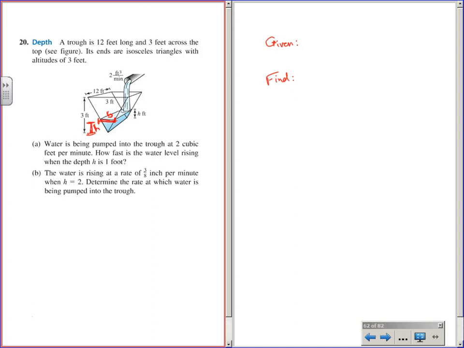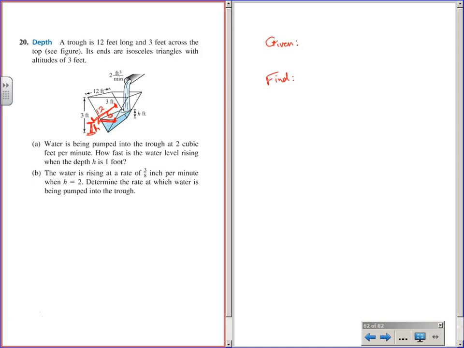Why am I going to make that a variable, and make that a constant? How come? As the water goes up, what's the one thing that's not changing? The 12. It's constant, so I can do that from the very beginning. That's just me labeling my picture. Why did I label my picture?